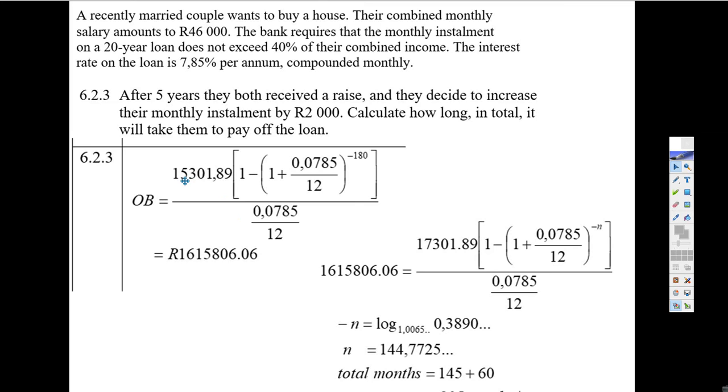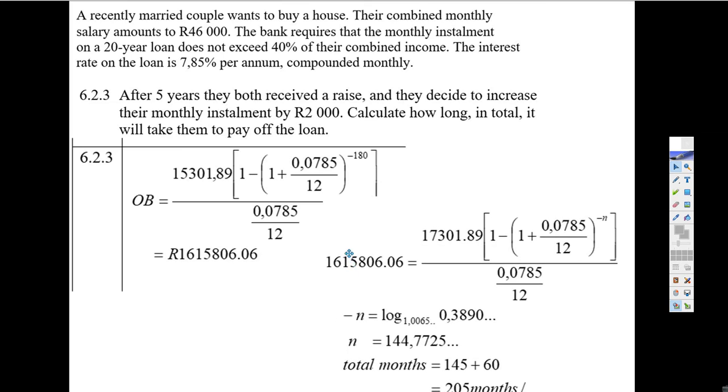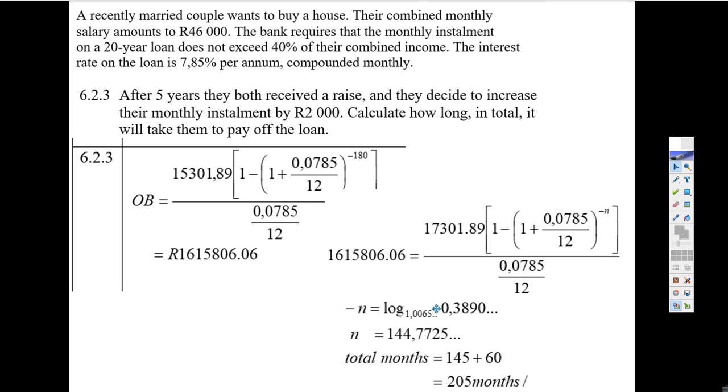Now the payment's going to increase by 2,000. So you take the 15,301 and add 2,000 to it. You get 17,301. Well, there's your X. There's your loan value right there. Okay. And then all you do, there's your X, there's your I, but this time you're figuring out how long it's going to take them to pay it off. There's your minus N. There's your minus N.